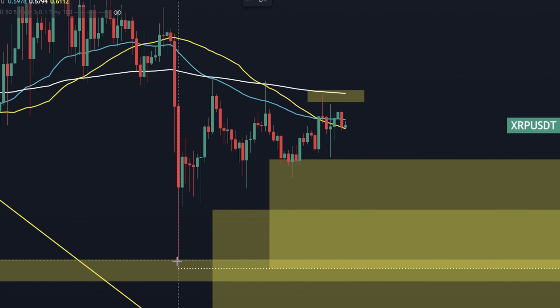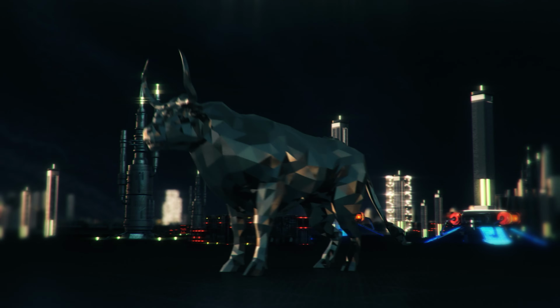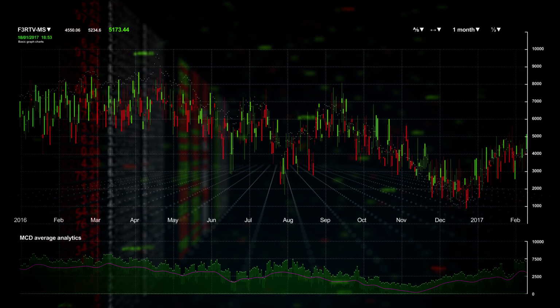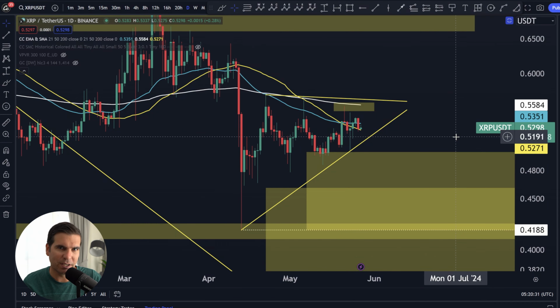Now, XRP does find itself in a triangular wedge shape pattern. This unfortunately does have the ability to be seen both as bullish and bearish, and in today's video I'm going to be sharing my thoughts and opinions as to which direction I think XRP is likely to break into.